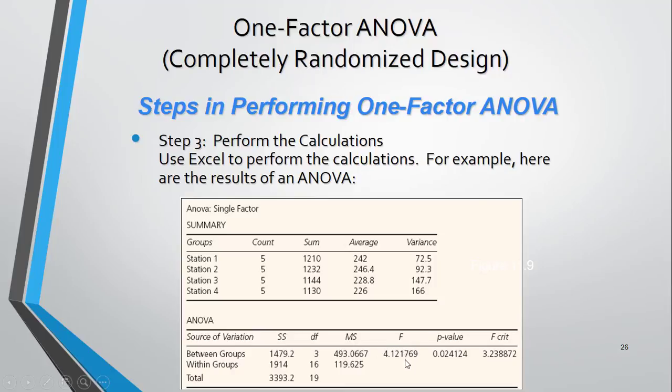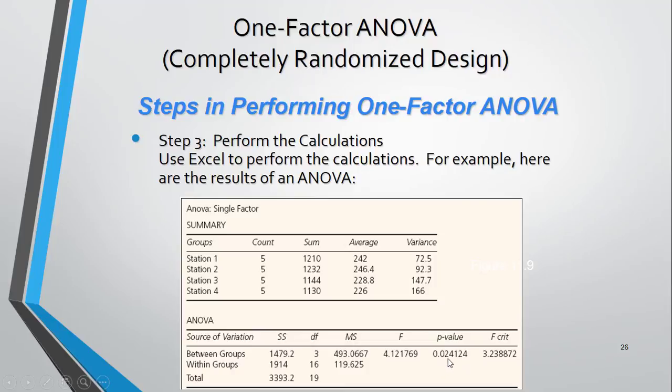4.121. Right? Remember, the critical value is 3.24. So this is larger than the critical value, therefore we're going to reject the null. We reject the null, we say the averages from different stations are not the same. They are different. Also, you can look at p-values. The easiest way to look at p-values.